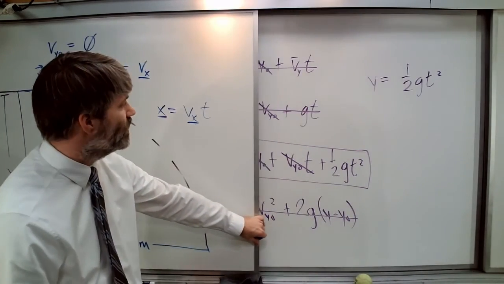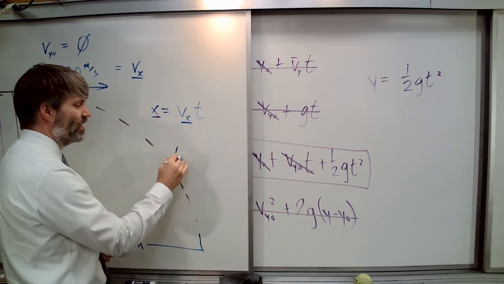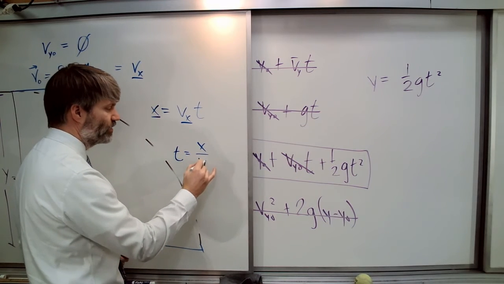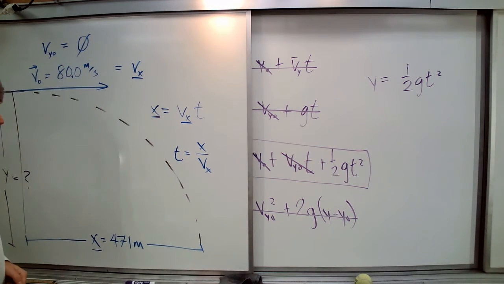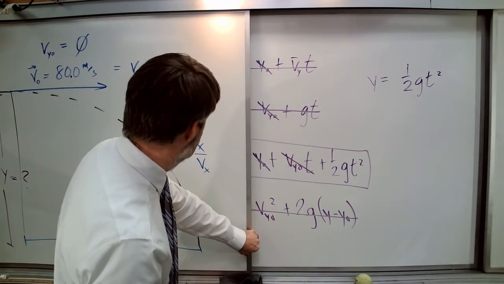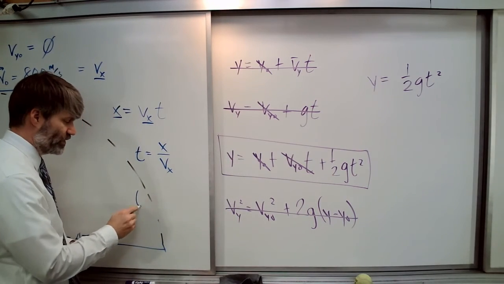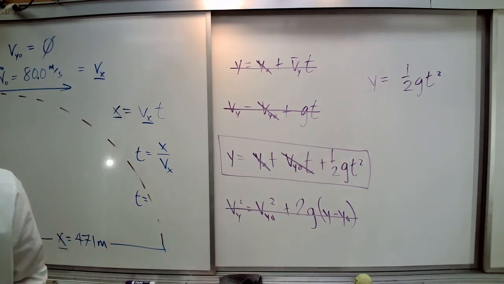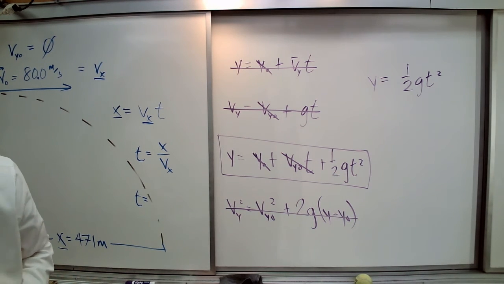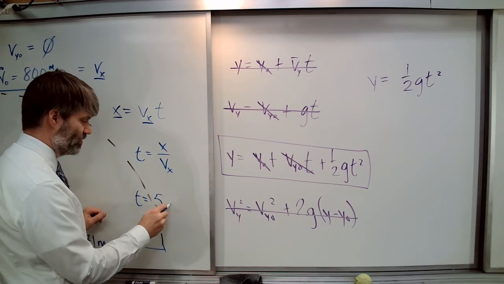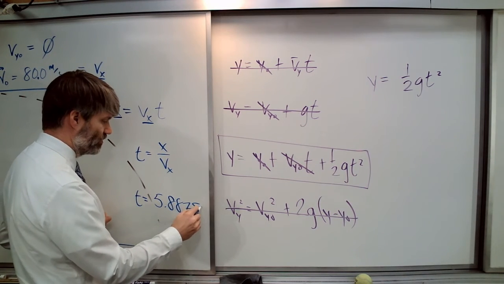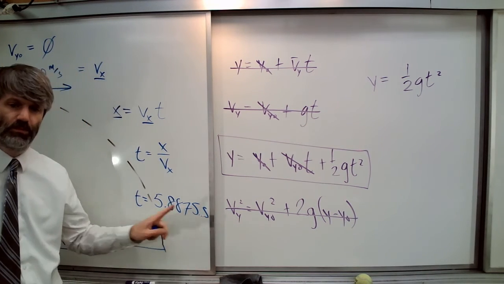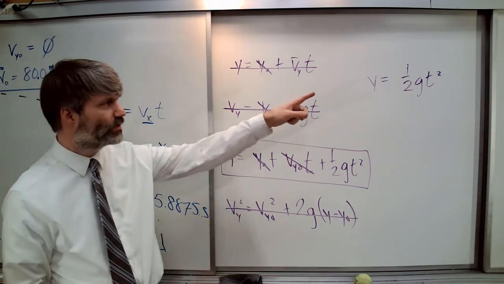So we can see that the time is simply x over vx in this case. If we put that into our calculators, we'll see that the time is equal to 5.8875 seconds. Remember, keep that in your calculator. We're going to use that up here.